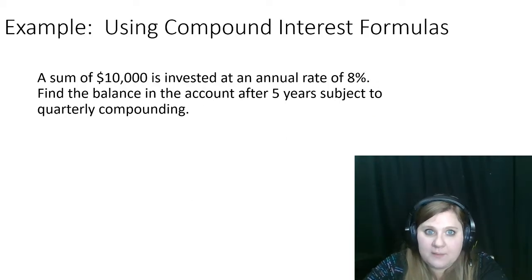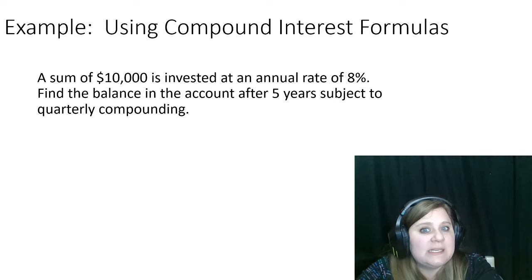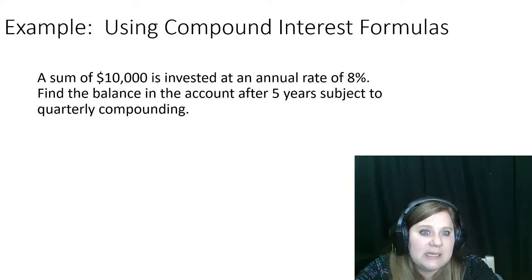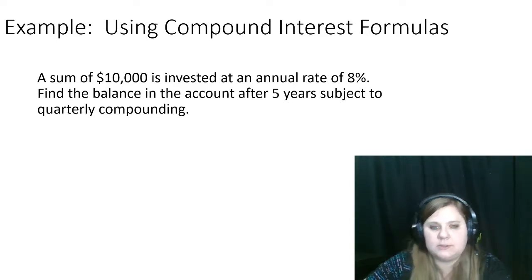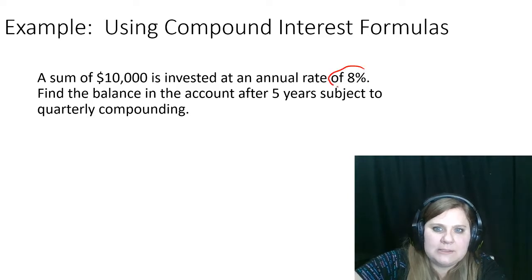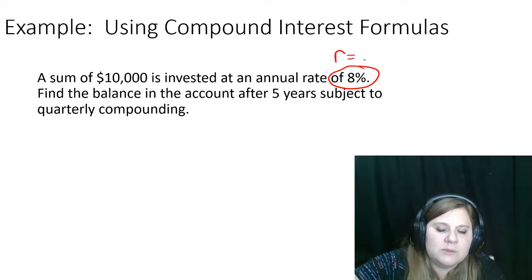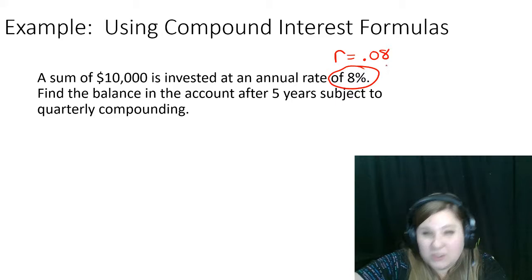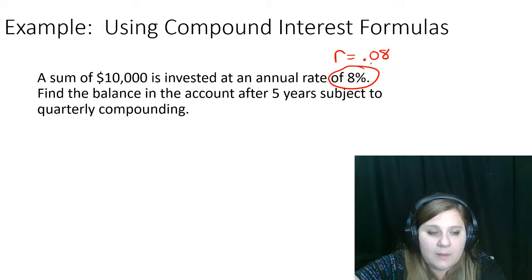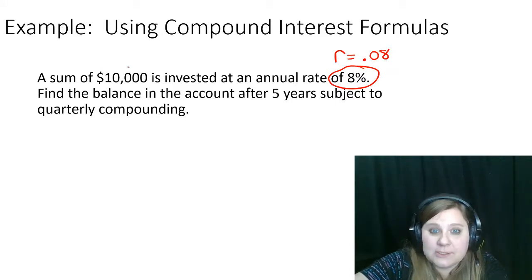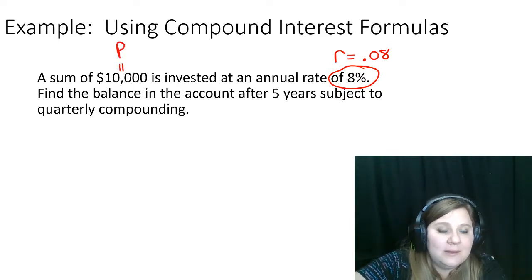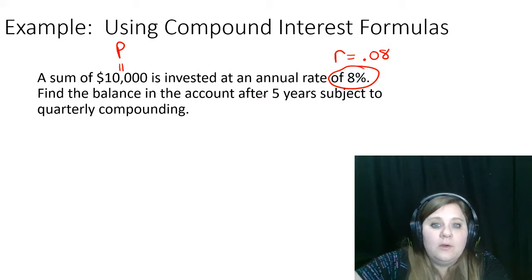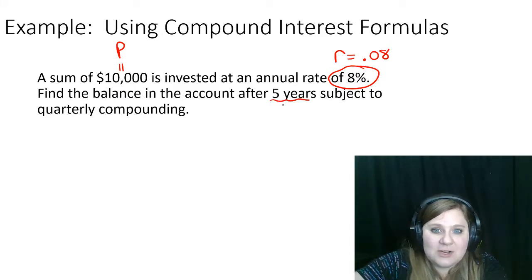Let's say you have $10,000 and you're investing it at an annual rate of 8%, and it is compounding quarterly. And you want to figure out how much you have after 5 years. Well, first of all, 8% means that r equals 0.08. You will have to turn that into a decimal. $10,000 is your initial amount, or your principal. So we call that P. 5 years, that's our t.